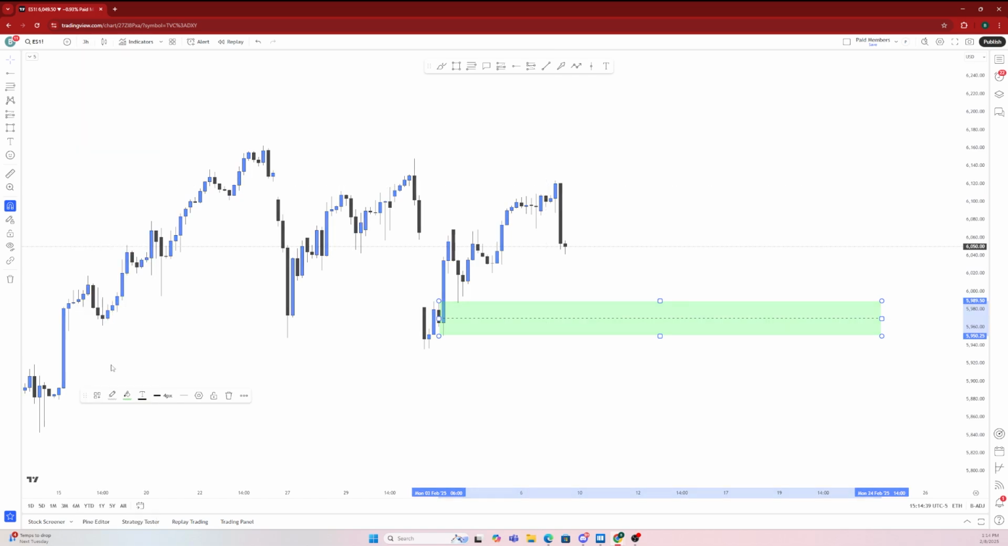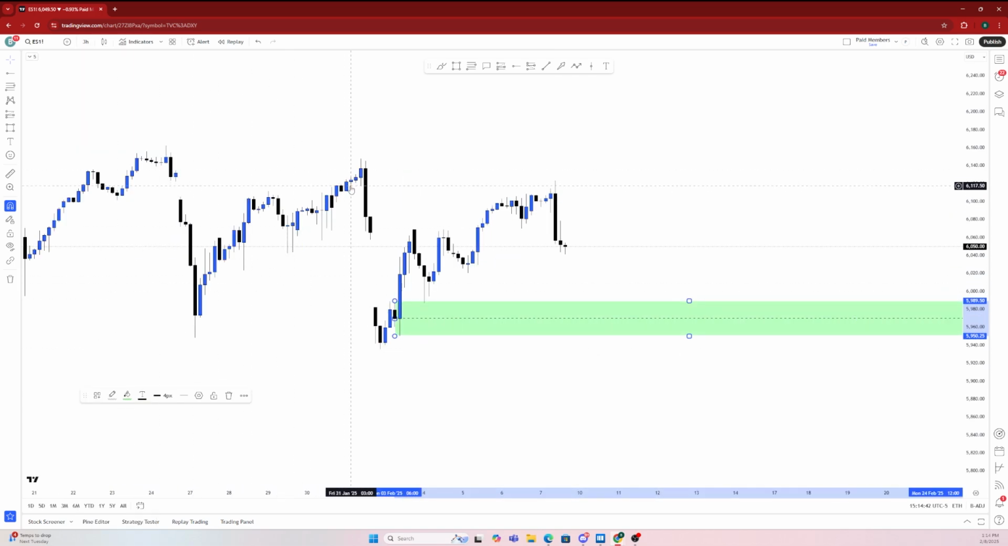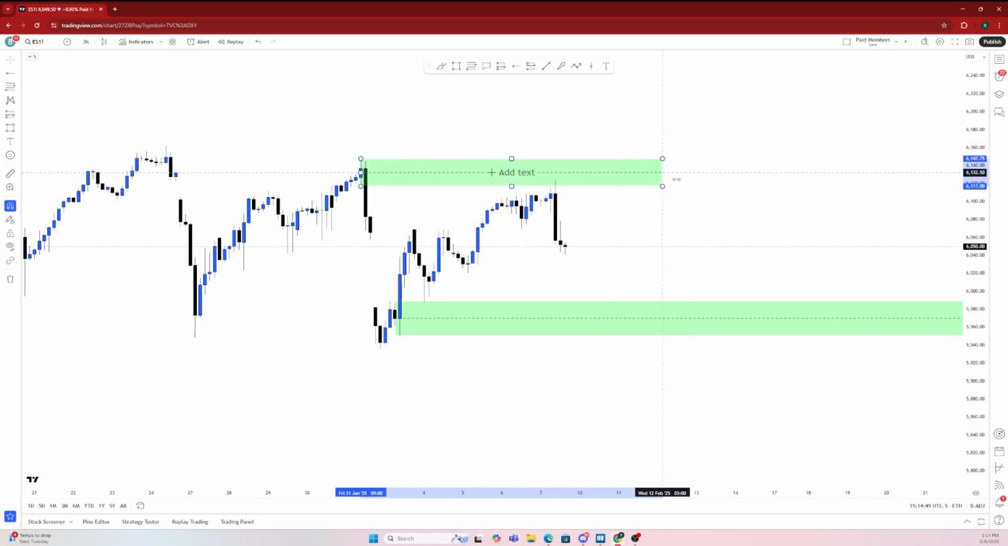Now, if we go to the 3-hour time frame, we had a 3-hour supply zone sitting right up here. So this is how I would mark my 3-hour supply. Now, these were the only key levels that I was watching in the market this week, and this was the main reject that I was waiting for this entire trading week.